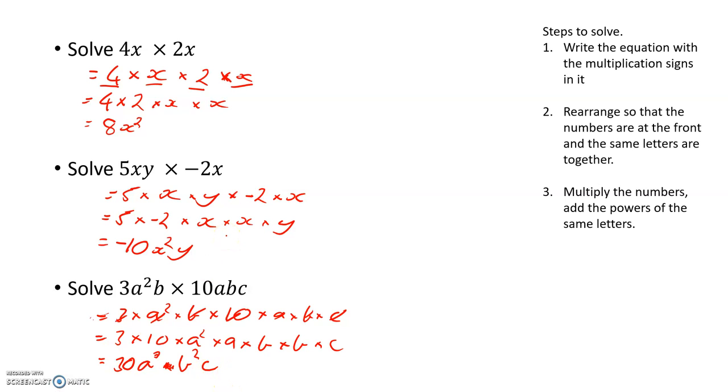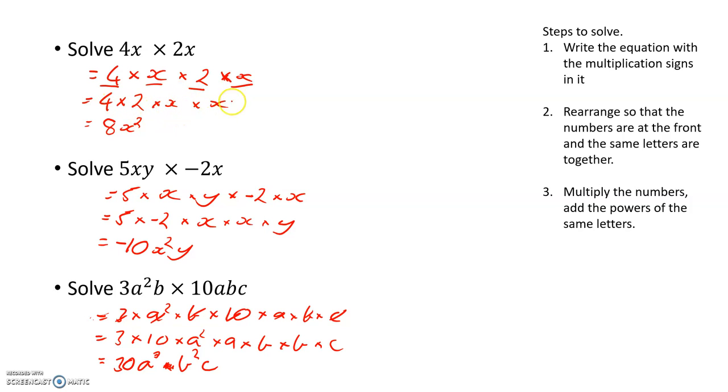Now, the rules to this and what you need to know, and a really good thing to have down in your notebook, are these, your steps. Write the equation with the multiplication symbols in it, like I've done here, then rearrange it so the numbers are at the front and the same letters are together. You multiply the numbers, and then you add the powers of the letters.